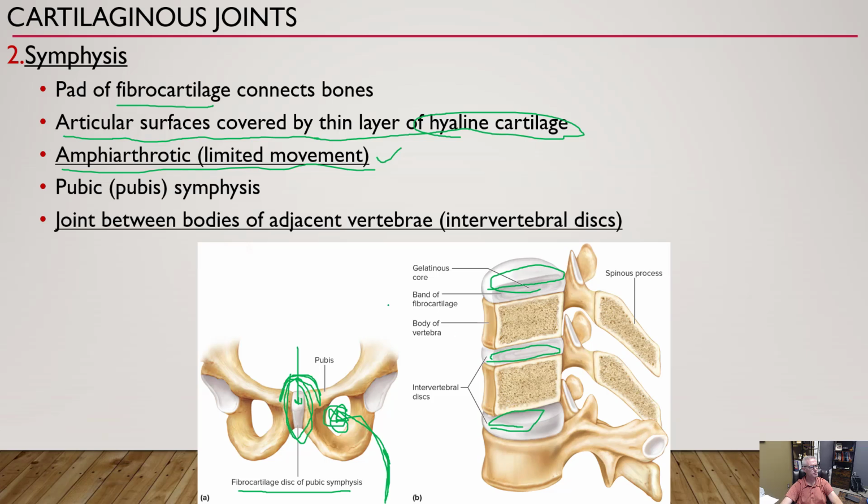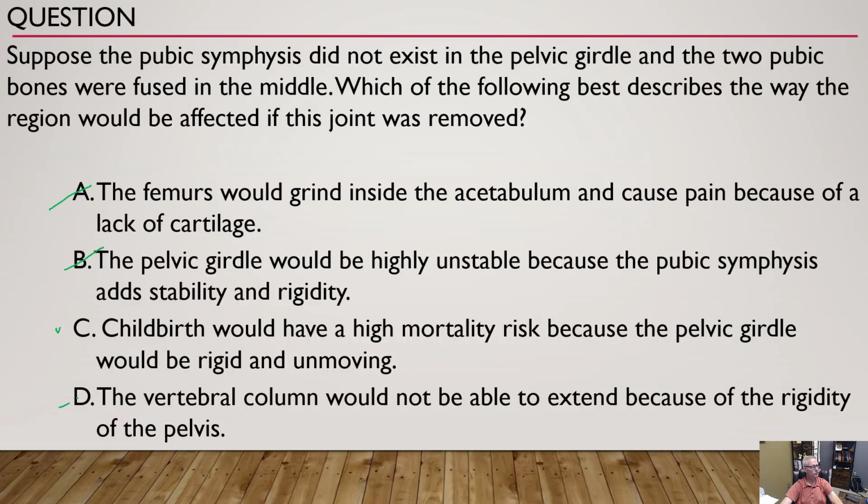So we look at our spinal column. Our spinal column actually, if we do our pelvis this way, comes down here and has really nothing to do with this pad of fibrocartilage right here. So we're going to throw that one out. Has nothing to do with it. So C is going to be our answer.